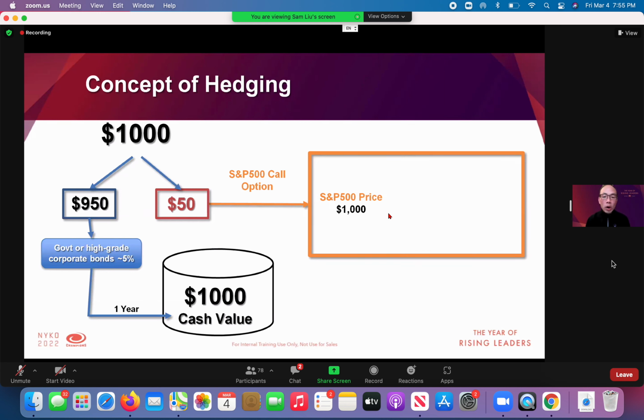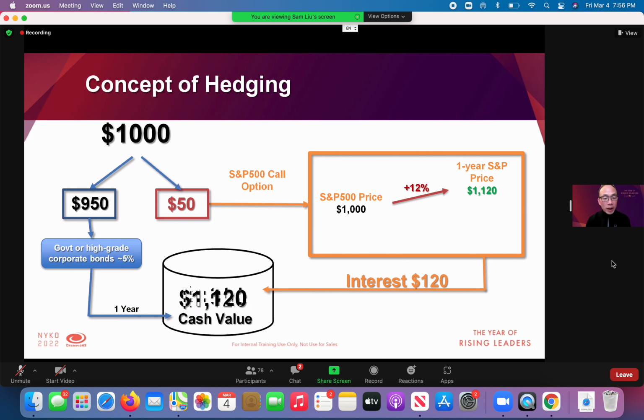So the call option works like this. Mr. Goldman Sachs, you take my customer's $1,000, yes? And if the market grows by 12%, how much is that 12%? Do you agree it is $120? 12% of 1,000 is $120. So what happened? The client earns $120, right? So that $120 gets into the client's account.